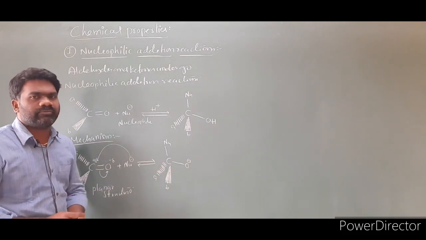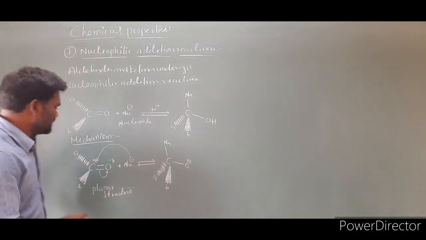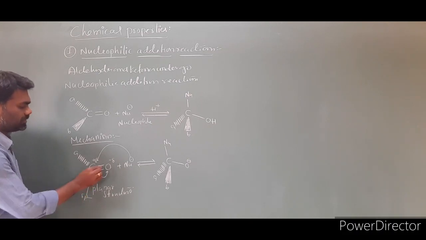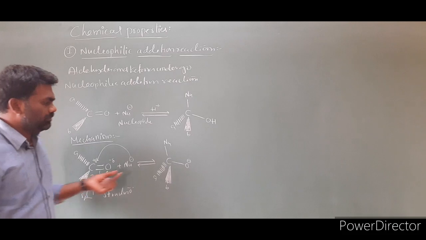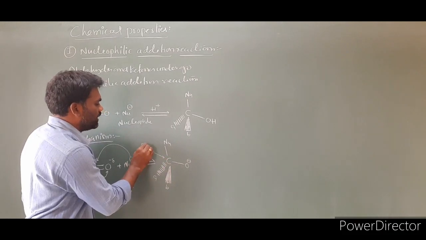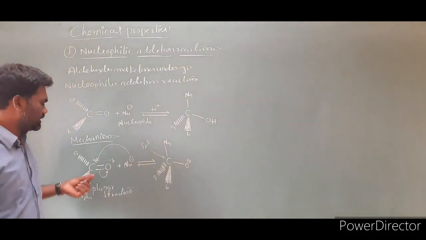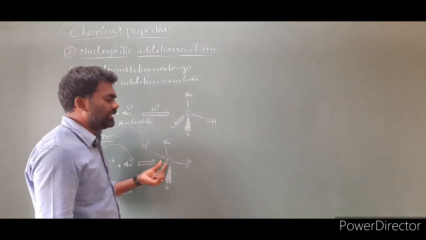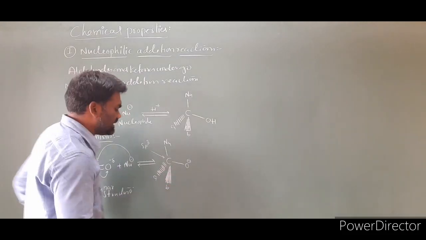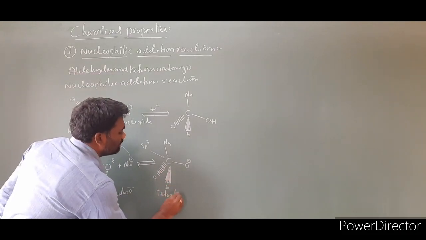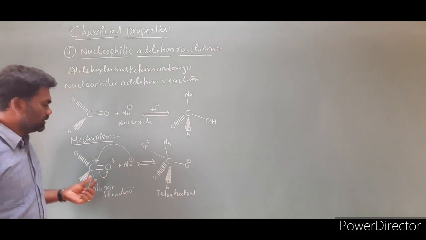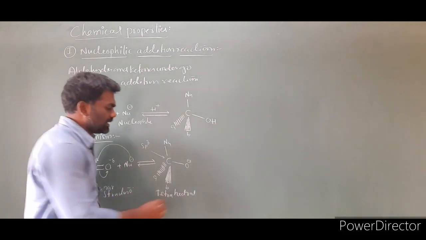Now what point do we understand from this structure to this structure? Here the carbon is sp2 hybridized because it has a double bond. But this carbon has all single bonds, which means it is sp3 hybridized. So the sp2 hybridized carbon is converted into an sp3 hybridized carbon. As a result, the planar structure changes to tetrahedral. sp3 hybridized is tetrahedral, sp2 is planar. This is the tetrahedral intermediate.